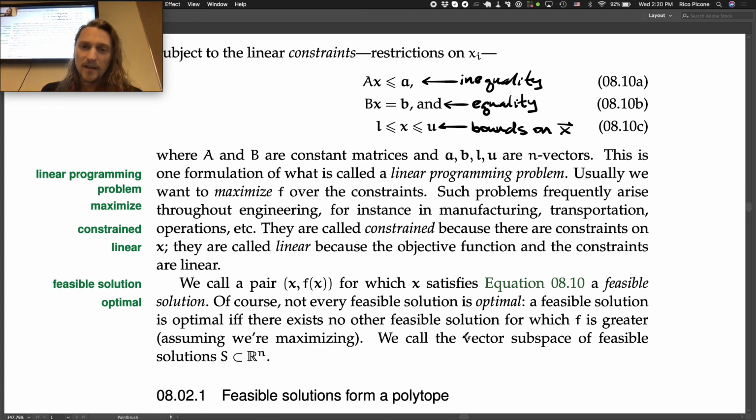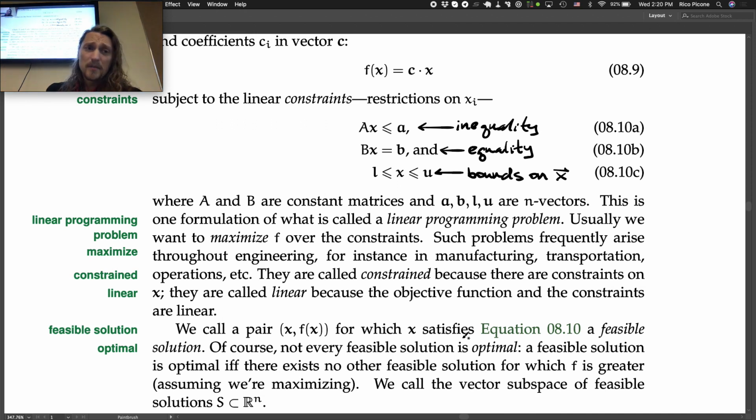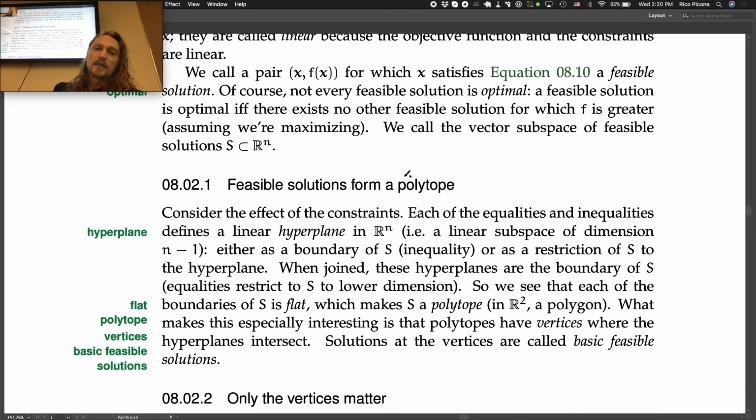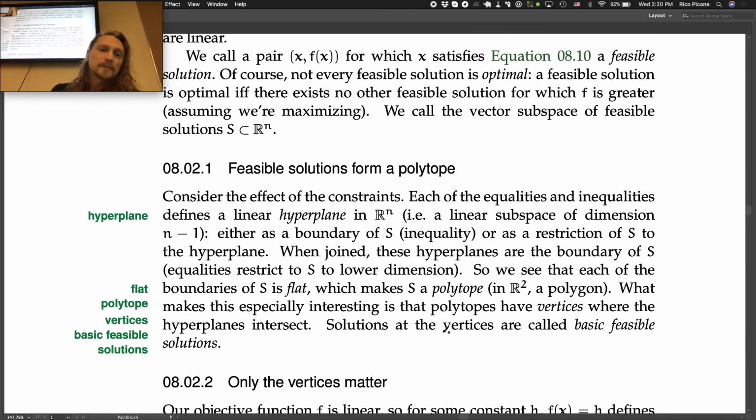So that's the problem. This comes up very frequently, and it's a very well understood problem. It's been studied for over 50 years now. It has a lot of good solutions. So we'll talk about that.